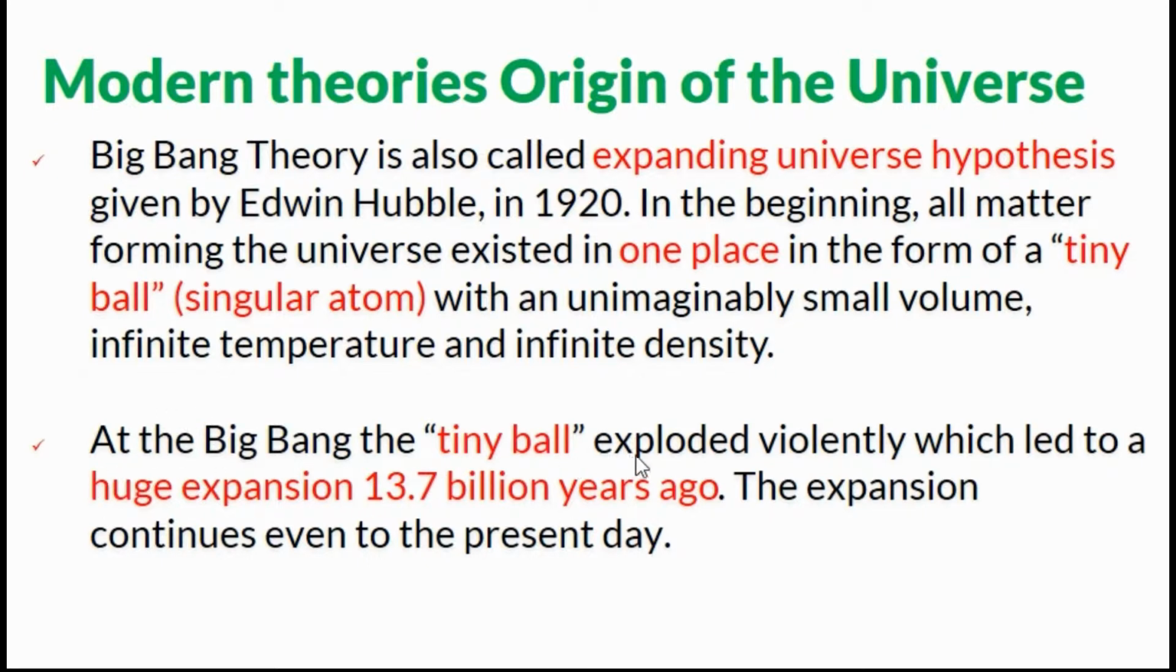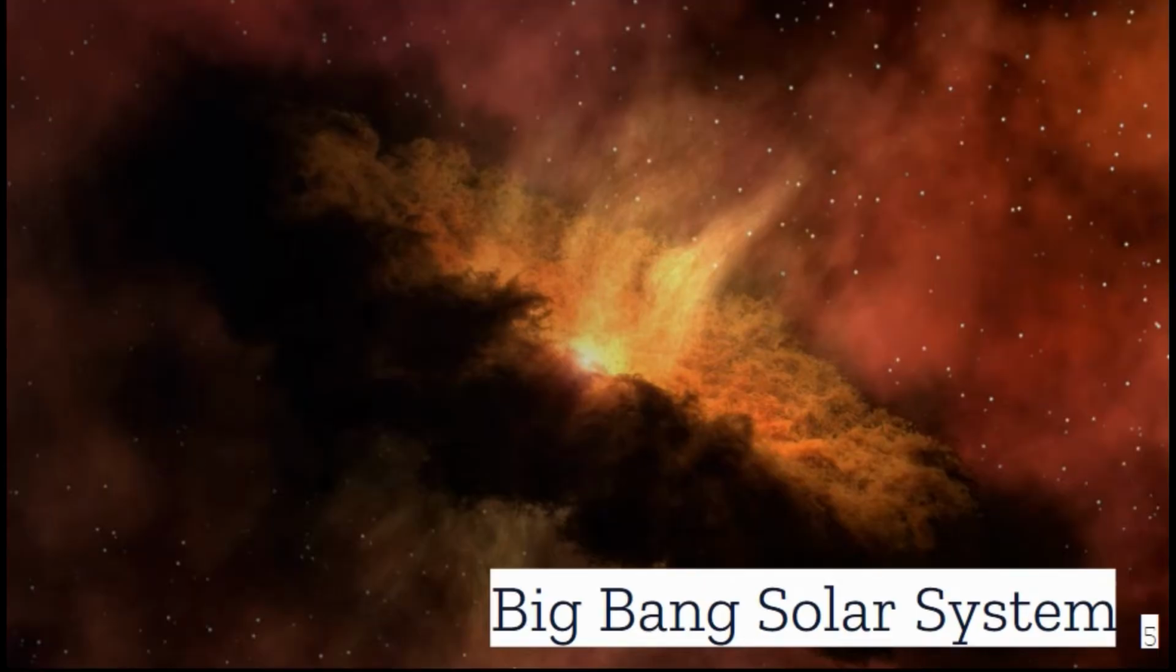Now, at the Big Bang, the tiny ball exploded violently, which led to a huge expansion 13.7 billion years ago. This small tiny ball, which consisted of the entire universe, exploded, and there was a huge expansion. This expansion is still continuing as per the Big Bang theory, and this was given by Edwin Hubble in 1920. It is one of the most famous theories for the evolution of Earth. This is somehow what the Big Bang solar system looks like.